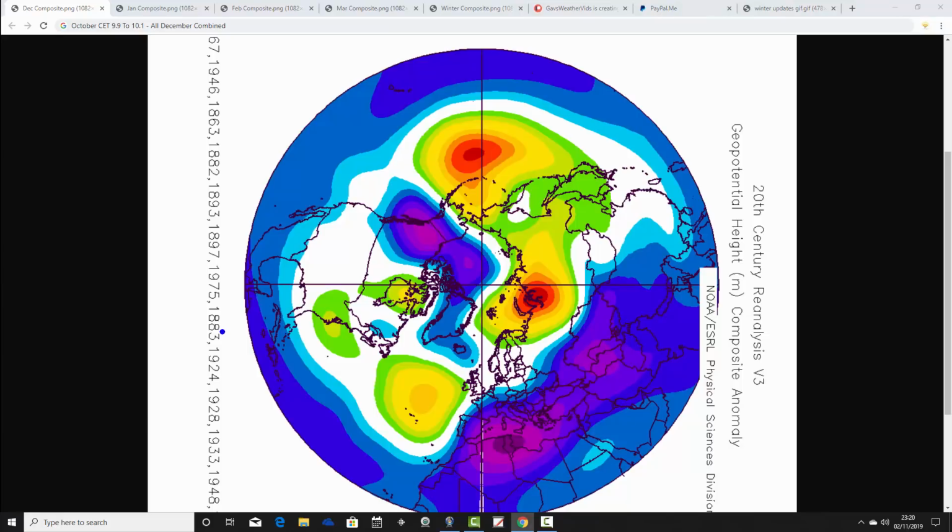This is a CT range from 9.9 to 10.1 for the all years combined. So for December, we have above average heights out to the west and also to the northeast, below average heights up to the northwest. It's a very complicated, messy pattern. There's a little bit of cold potential in there. It does suggest a bit of a southerly tracking jet stream, I think, going into southern Europe, and potentially something a little bit colder coming in from the east.